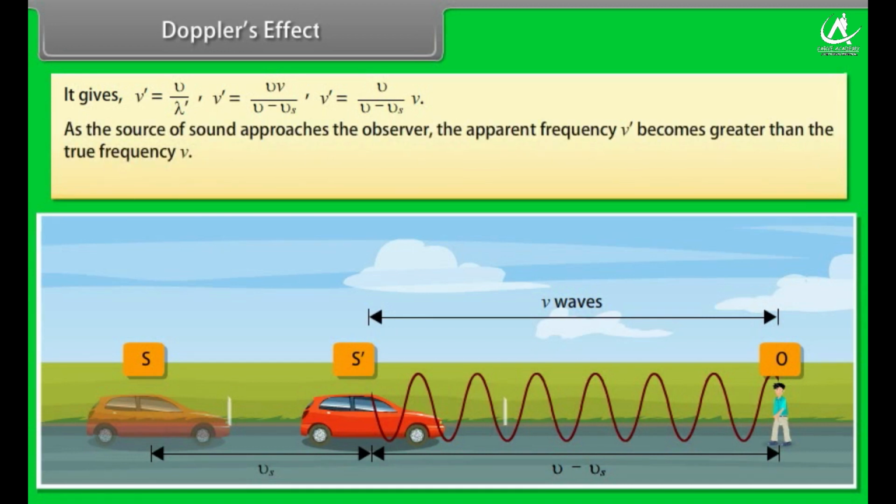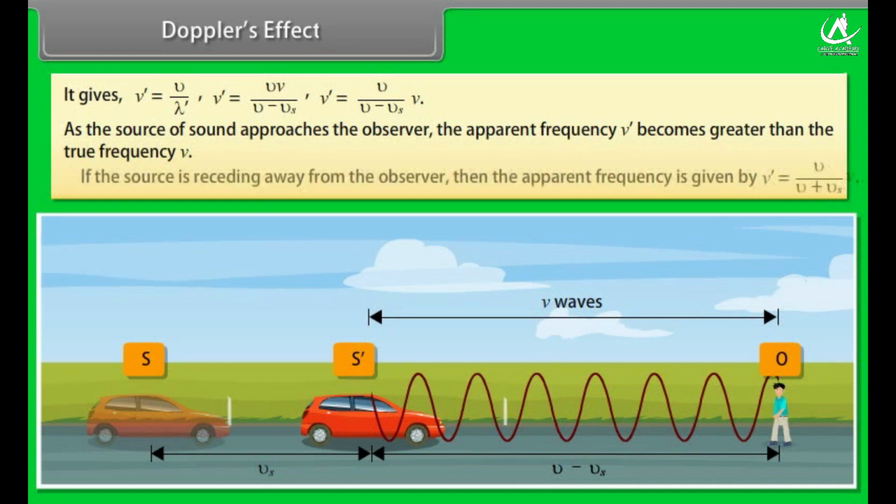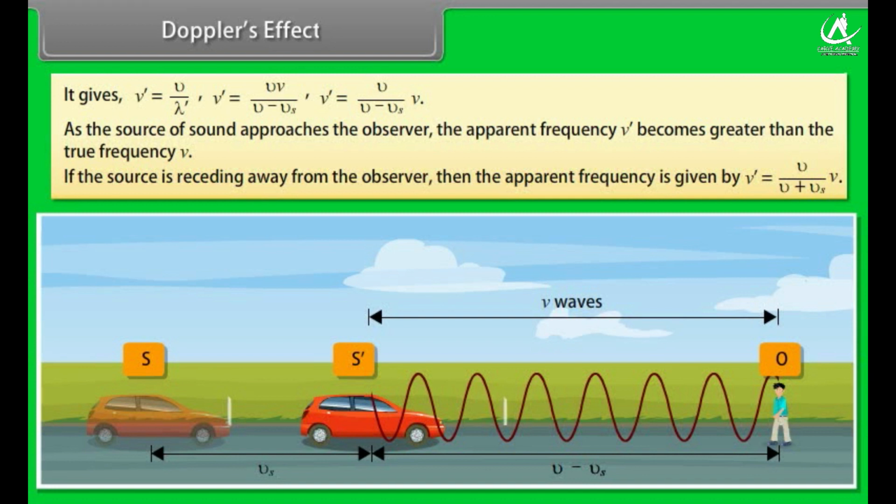So, as the source of sound approaches the observer, the apparent frequency nu dash becomes greater than the true frequency nu. If the source is receding away from the observer, then the apparent frequency is given by nu dash is equal to v upon v plus vs multiplied by nu.